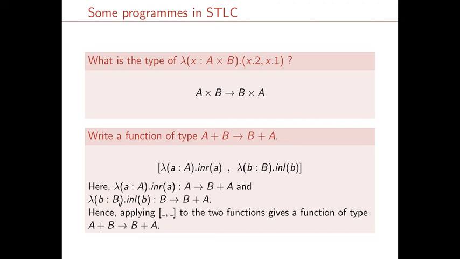Similarly, for the second function here of type B arrow B plus A, or if you want, of type B implies B or A, we can simply say we take our assumption B and we use OR introduction on the left, or in the vocabulary of the simply typed lambda calculus, inl of b, to construct a function from B to B plus A. And then finally, when we apply this bracket construction, which is the same as, or analogous to, OR elimination, to the two functions from A to B plus A and B to B plus A, respectively, this gives a function of type A plus B implies B plus A.